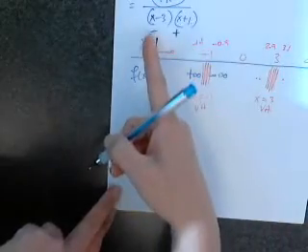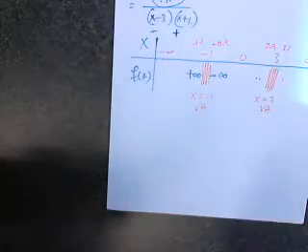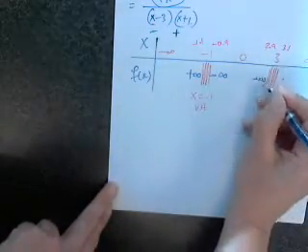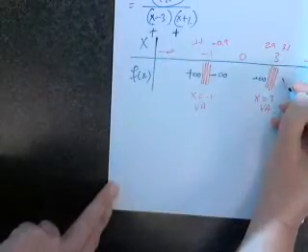So 2.9, this is negative. 2.9 minus 3 will be negative. 2.9 plus 1 will be positive. Sign of negative times positive. Very good. And with 3.1, this will be positive, this will be positive, the sign. Very good.